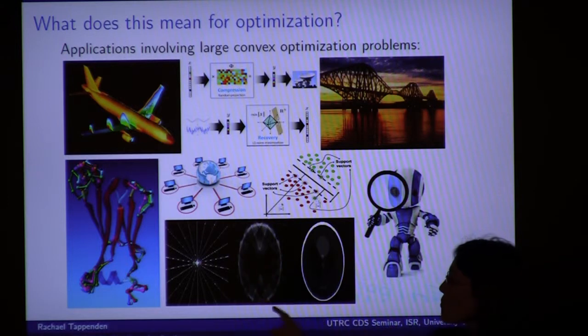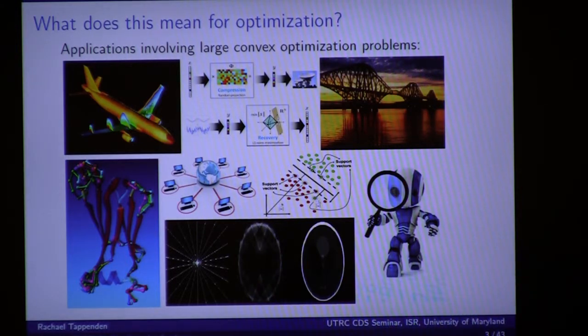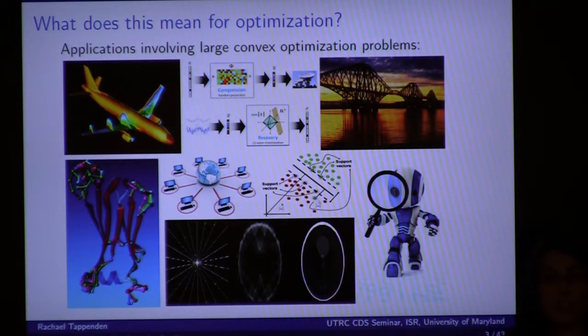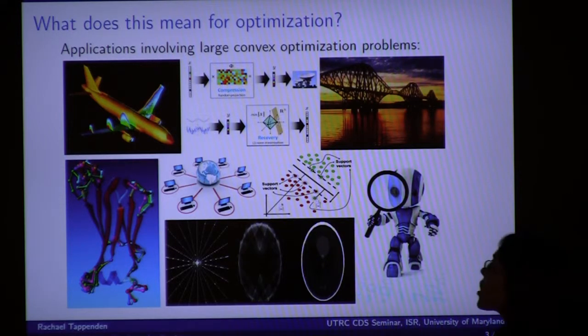This is the image that you reconstruct if you use traditional techniques based on this very small amount of collected data, and this is a nice picture that you get if you use something like compressed sensing, things like support vector machines.